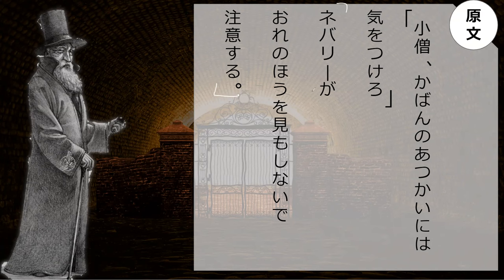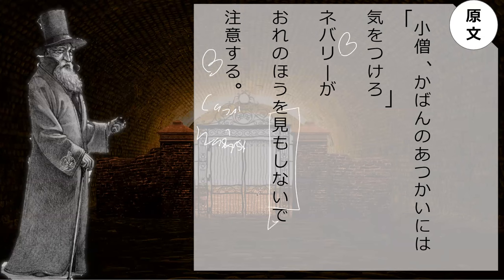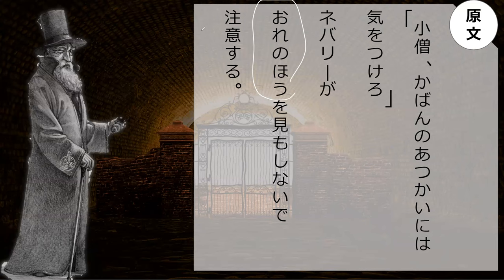Neburi ga ore no hou o mimo shinai de chui suru. So Neburi, he cautiously. So in this case, it's like cautioning. He's cautioning the ore no hou. So my side of things. So what does mimo shinai mean? Mimo shinai is doesn't look at me. Where does he not look? Is he specifically not looking at me, or is he not looking in my direction? In my direction. So he doesn't even look in my direction. As he does what? As he gave the warning. Exactly. As he cautioned me.